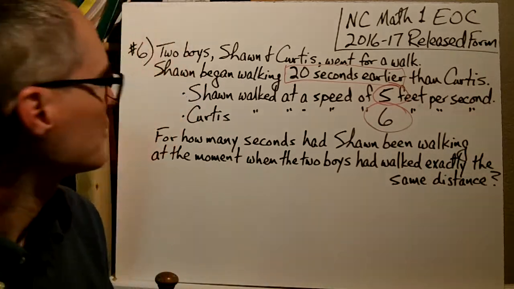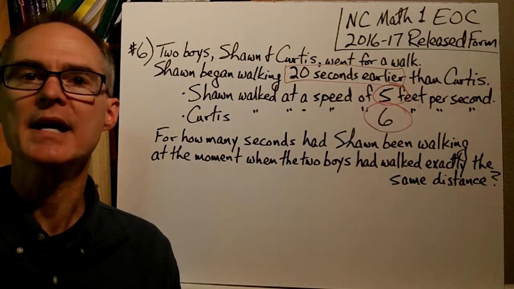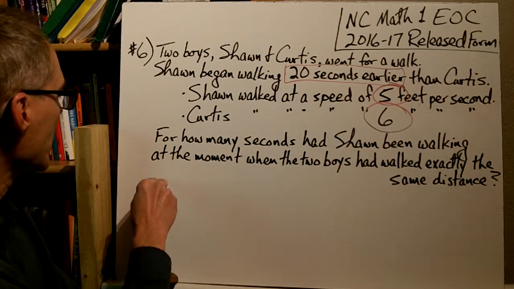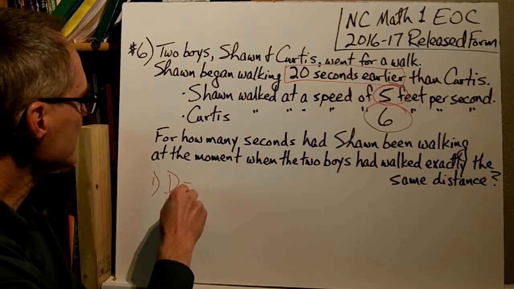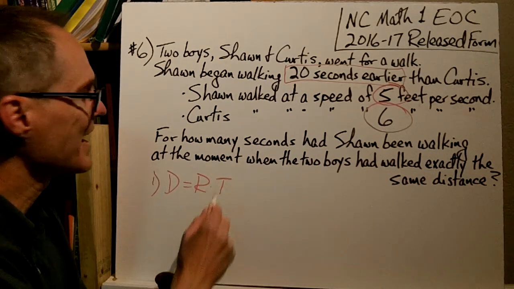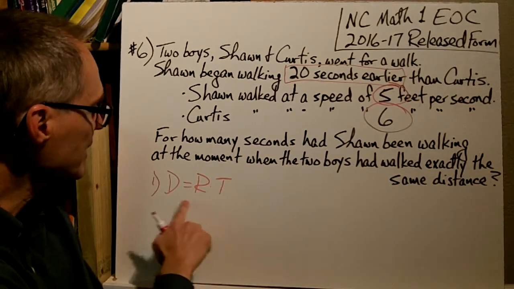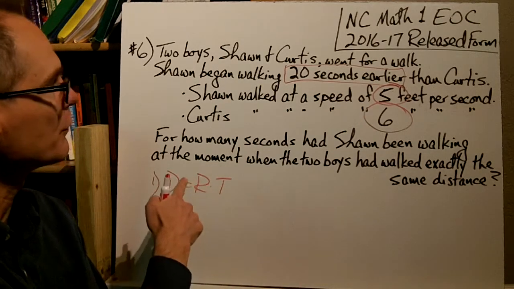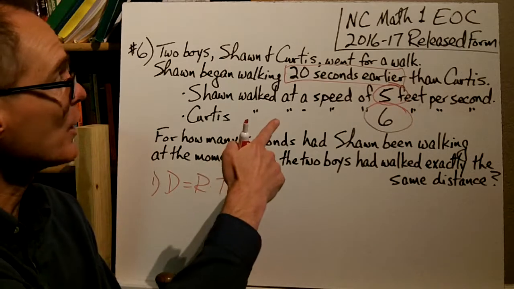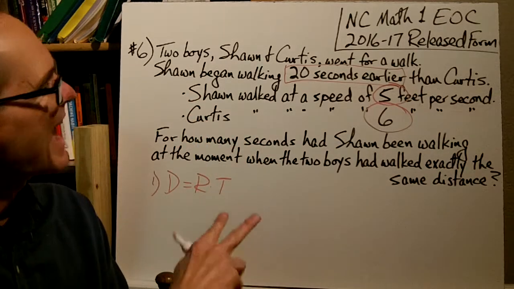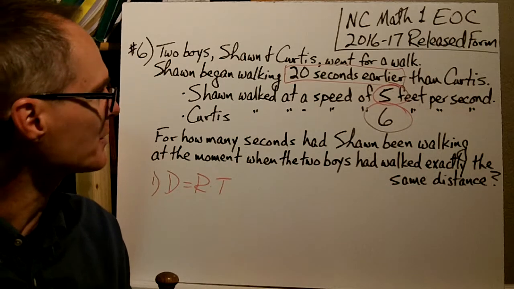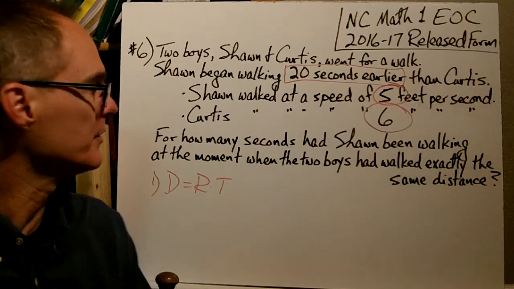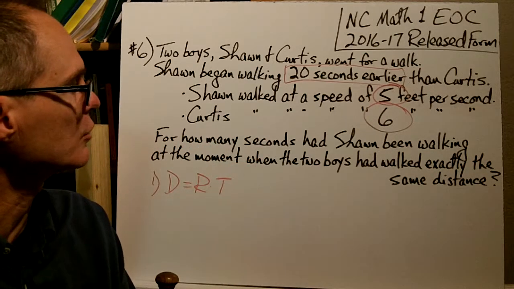There's a couple of things that immediately come to mind as being particularly useful for solving this problem. First thing that comes to my mind is distance equals rate times time. This relationship between distance and rate and time is going to be particularly useful for coming up with an equation for Sean and an equation for Curtis. And I'm pretty sure I'm going to be solving equations simultaneously in order to find the answer to this particular question.